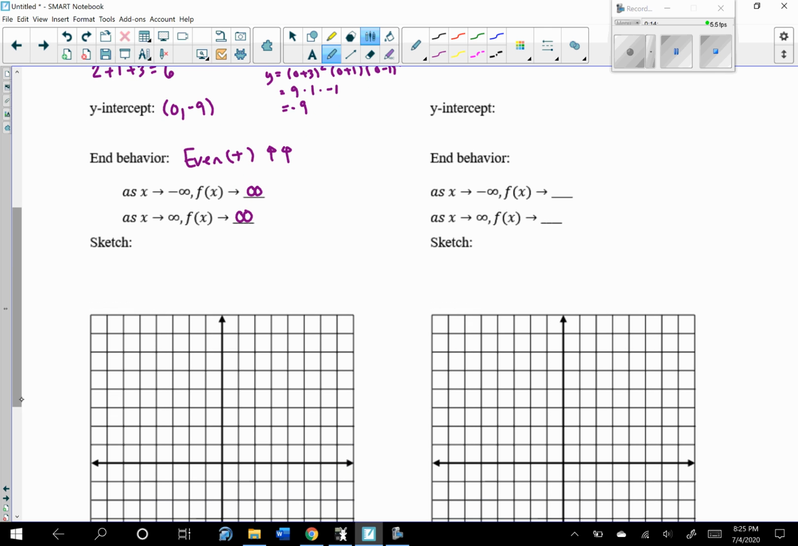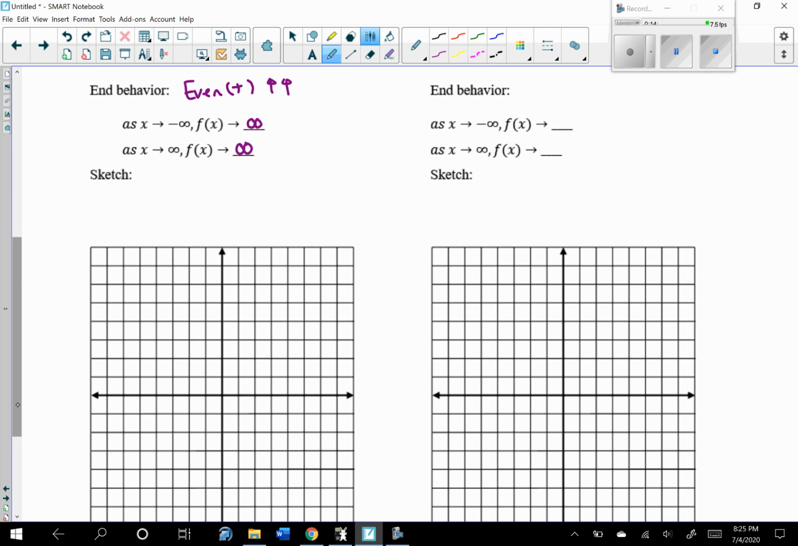So on my graph, I know that I need my zeros first, so I'm just going to count by ones on here. So 1, 2, 3, 4, 5, 6, negative 2, negative 4, negative 6. And on my y-axis, my y-intercept was (0, negative 9). So I'm going to count by 2's, 5 times. So 2, 4, 6, 8, 10, negative 2, negative 4, negative 6, negative 8, negative 10. So this is my x-axis and my y-axis here.